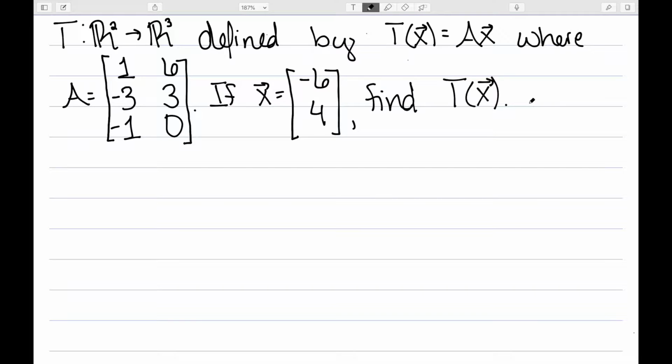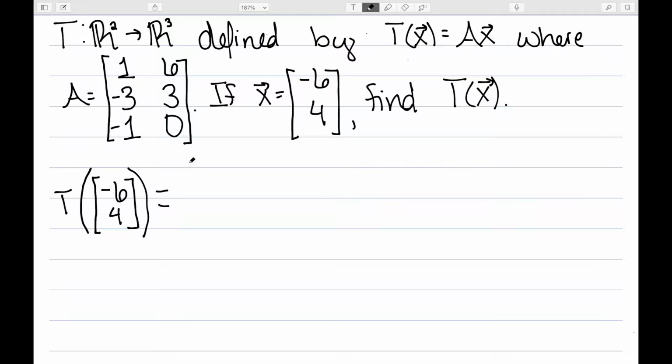I'm going to let T be a transformation from R2 to R3, defined by T of x equal to Ax, where A is given by this matrix here. If x is the vector negative 6, 4, I want to find T of x. So I want to figure out what the output is. I'm given the input, and now I need to determine the output.